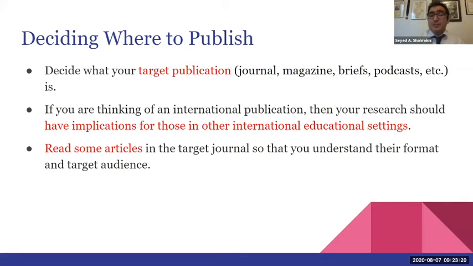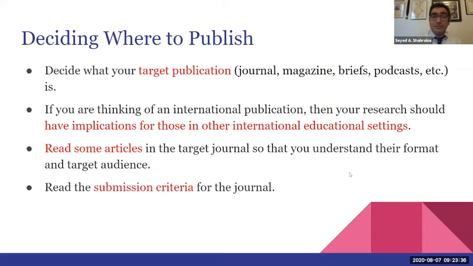Another way to learn more is to take a look at some of the articles they have published. That would also give you an idea of what this publication is interested in, and if your article is a good fit. And read the submission criteria for the journal. This is very important, and we will deal with this later. All journals have detailed instructions for submissions, so make sure that you take a look at those very carefully.